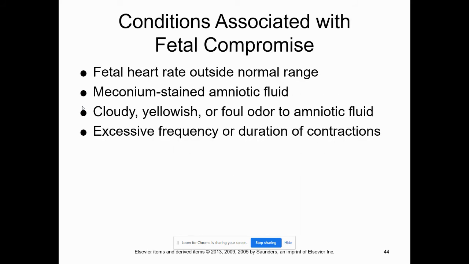Some conditions that are associated with fetal compromise include the heart rate being outside of that normal range I just told you about, any presence of meconium-stained amniotic fluid. So meconium is a thick and sticky poop, and babies poop when they're stressed. So if you see some amniotic fluid with meconium staining, or what we call meconium in it, that is an indicator of some potential fetal problems.